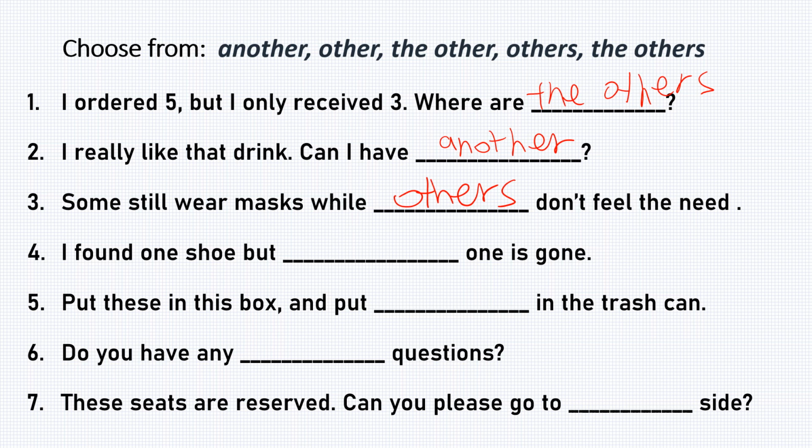Number 4. I found one shoe, but the other one is gone. Number 5. Put these in the box and put the others in the trash can. Number 5 is very vague, but in this type of situation, I'm not sure what other options you have besides the others.